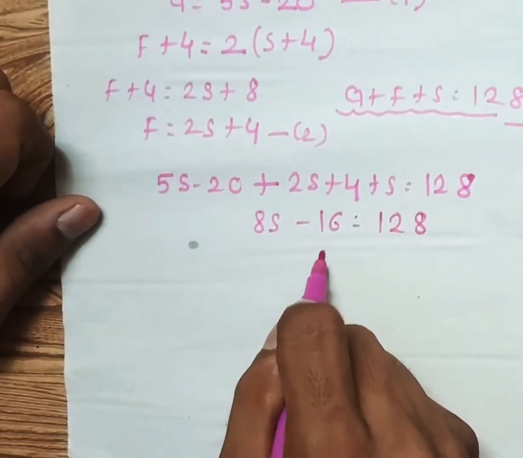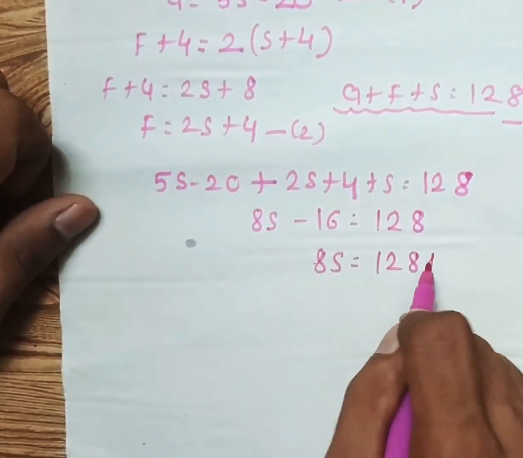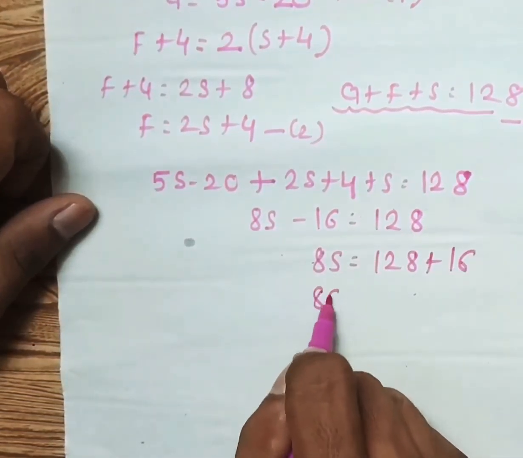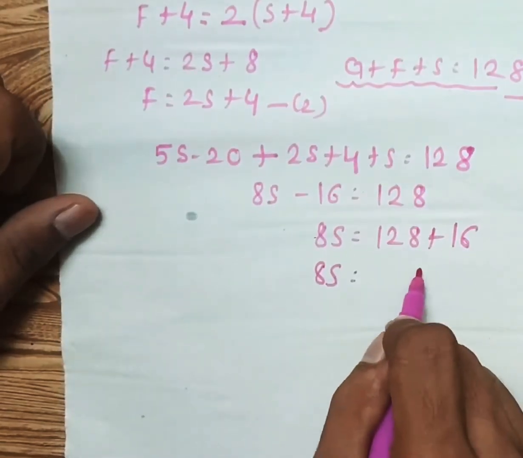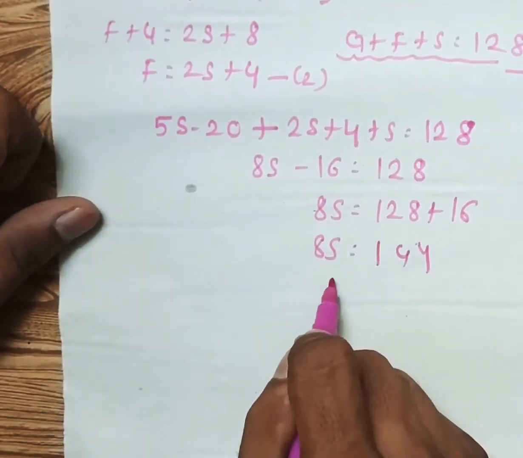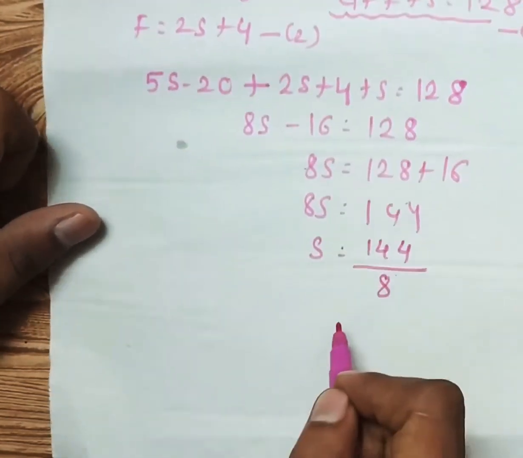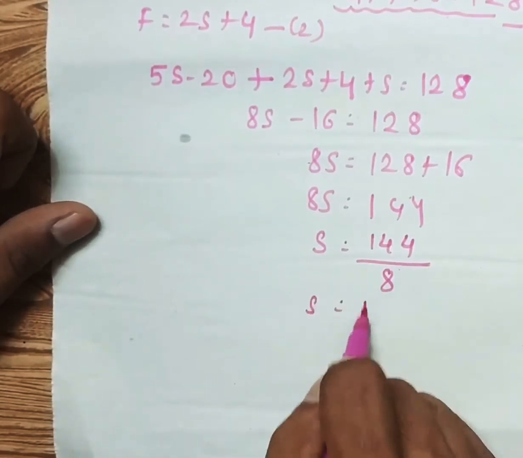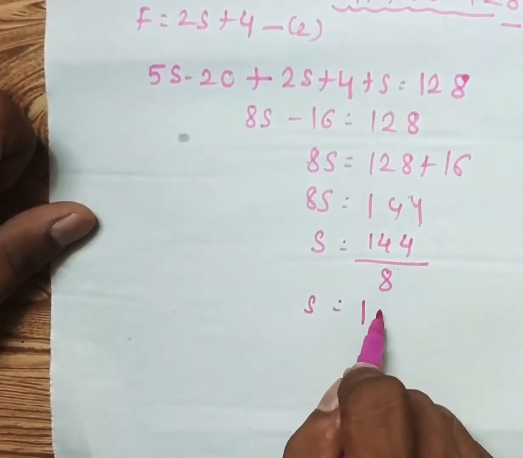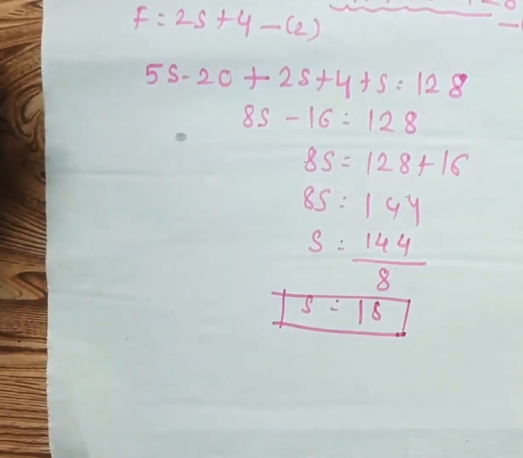So 8S is equal to 128. This minus 16 goes to the other side as plus 16, so 8S is equal to 128 plus 16, which is 144. S is equal to 144 upon 8. 8 ones are 8, 8 8s are 64, so S is 18. The present age of the son is 18 years.